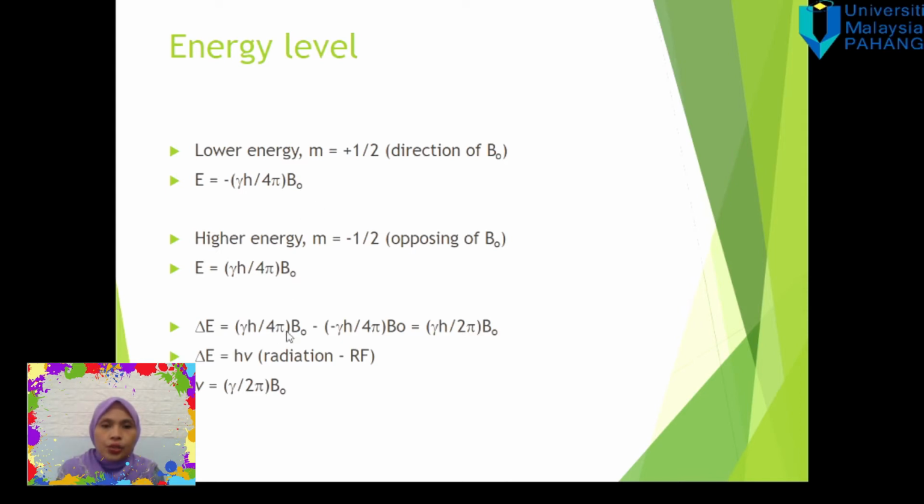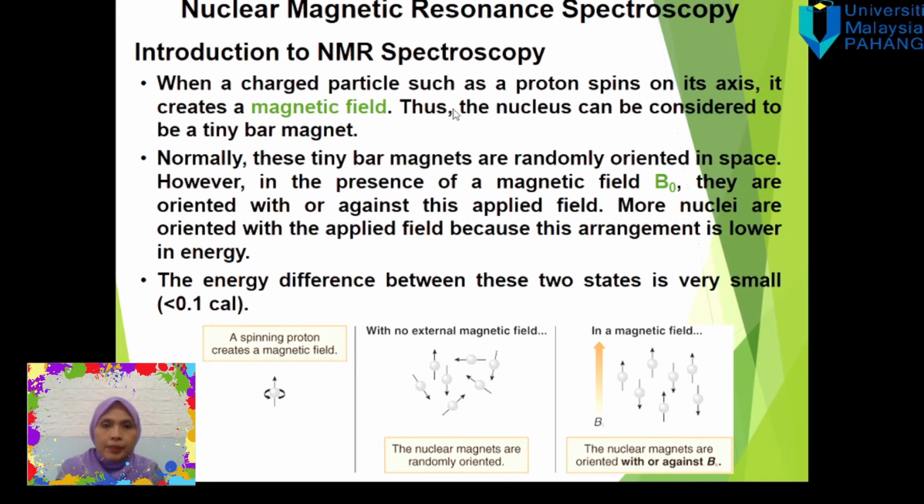The difference of these two energies, delta E between higher and lower, gives the new formula: magnetic ratio times the Planck constant divided by 2 pi times B node. How do we get 2 pi? Because this one now becomes plus, this becomes 2 times the value, and it cancels with the 4, so now it becomes only 2. When we convert back, this value is equal to the frequency formula, where delta E is equal to hv. hv can be related to the frequency from the radio wave frequency. And this is the principle of NMR.